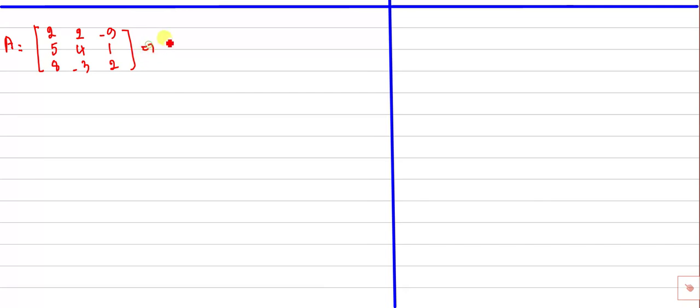So we get the determinant of A is equal to 2, 2, minus 9, 5, 4, 1, 8, -3, and 2. Now we write about this one. I want to convert this one to be upper triangle or lower triangle, up to you, to be triangular.